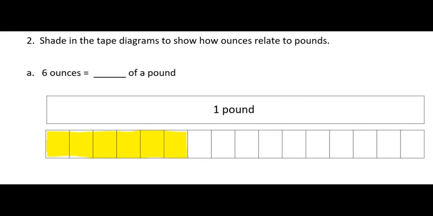As a fraction then, I would say that I have 6 pieces out of the 16 that make up a pound. So 6 ounces is the same thing as 6/16 of a pound.